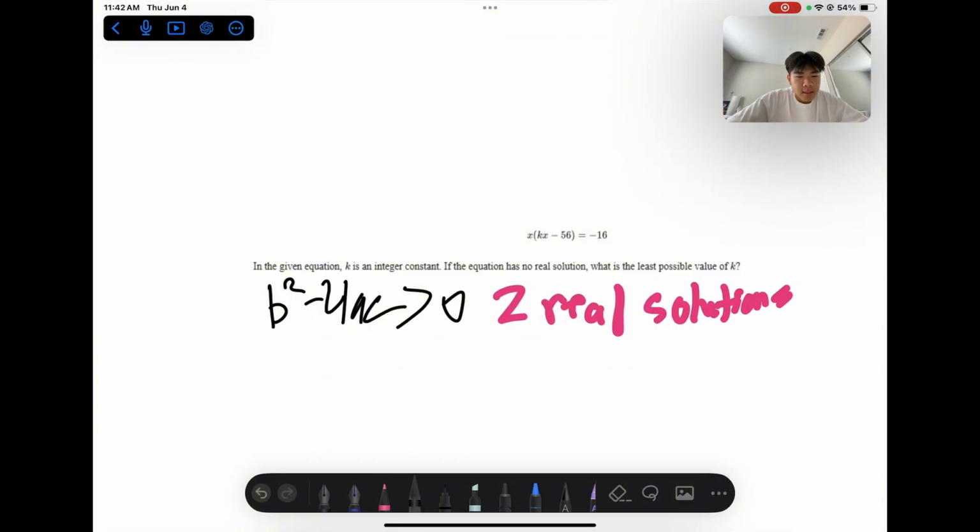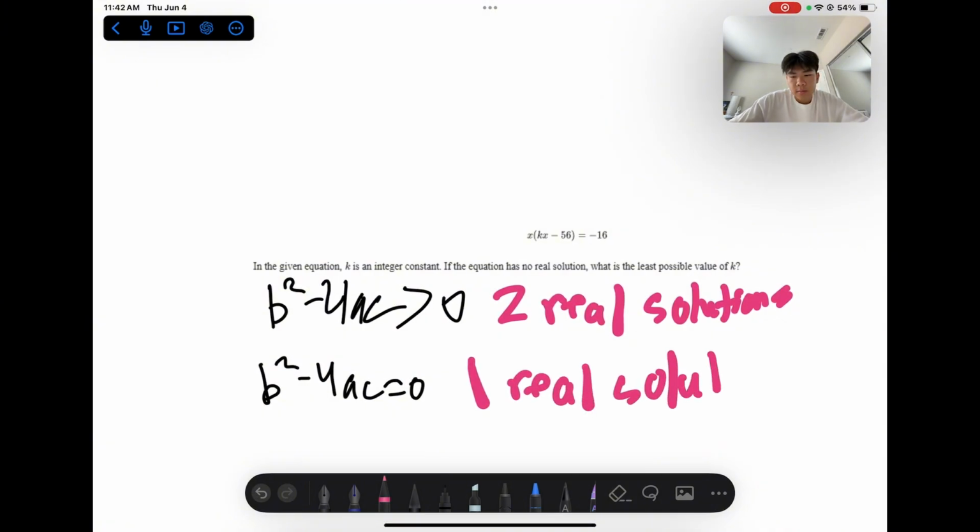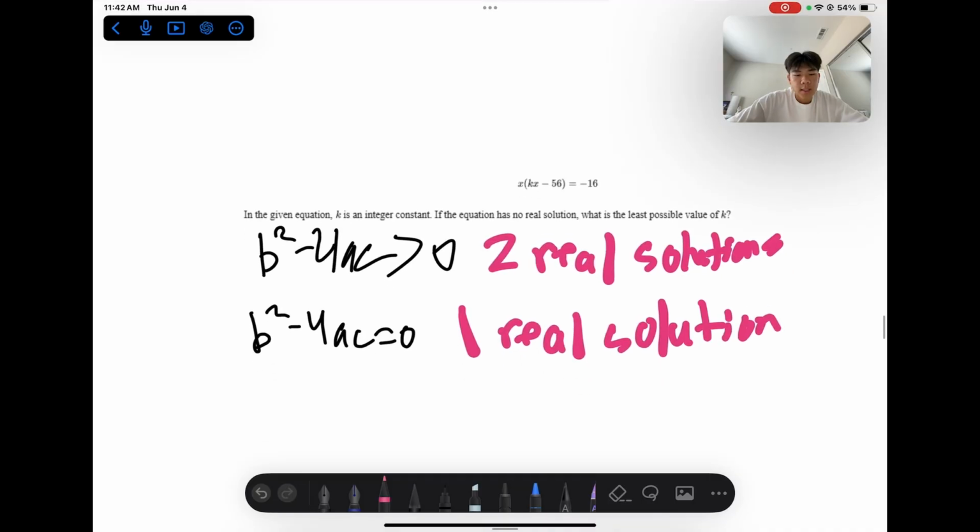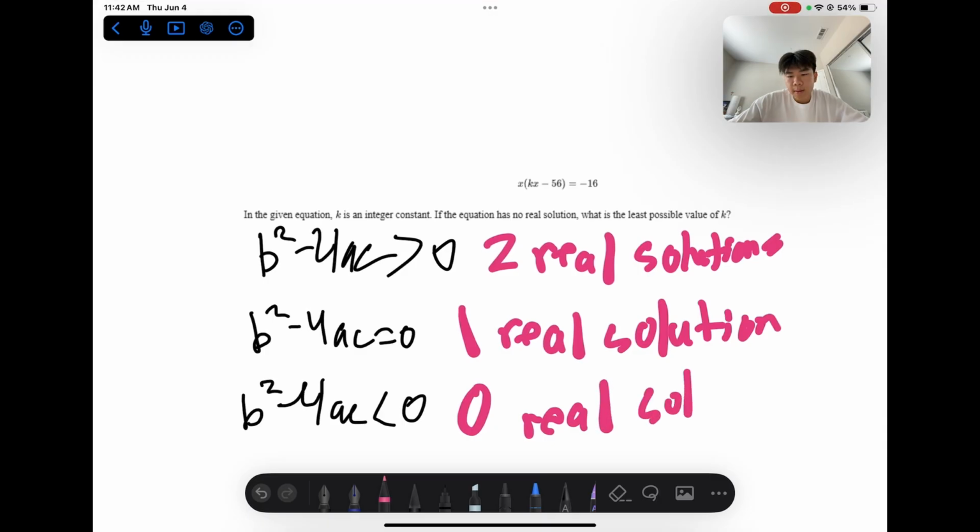And then if b squared minus 4ac is equal to 0, that's one real solution. Now, if b squared minus 4ac is less than 0, there's zero real solutions.